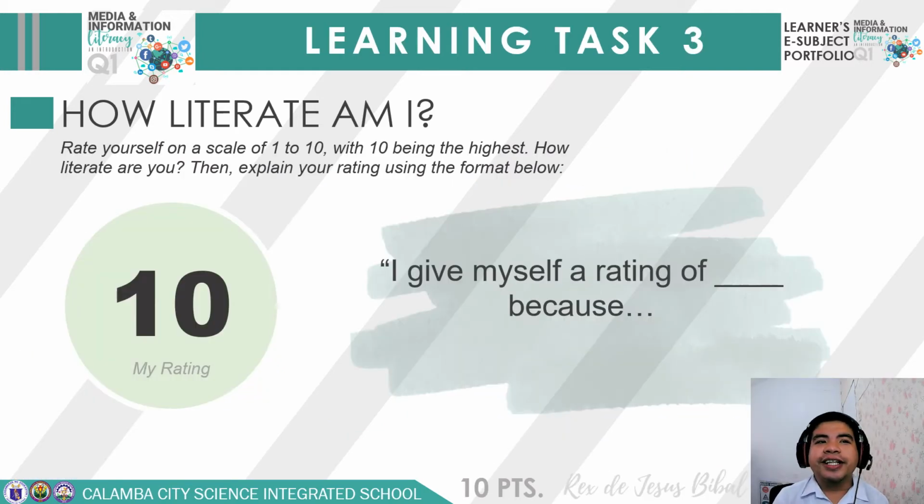Now, for your learning task 3, all you have to do is to rate yourself on a scale of 1 to 10, with 10 being the highest. How literate are you? Then explain your rating using the format below. I give myself a rating of blank because you explain why you gave such rating.